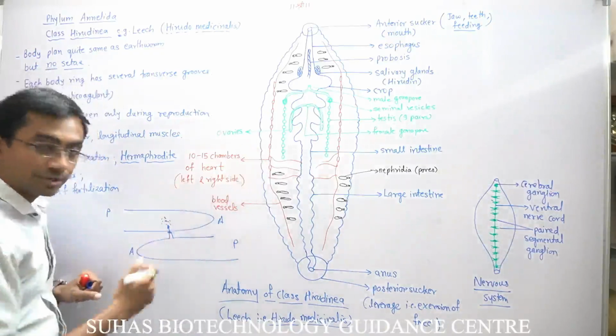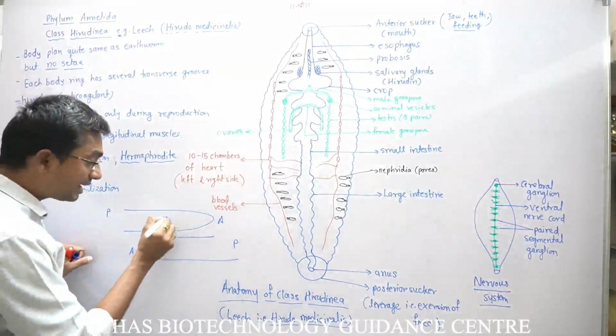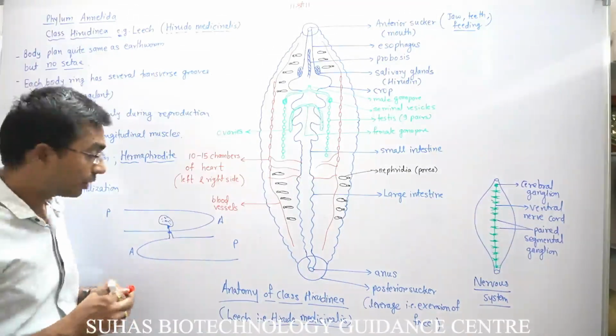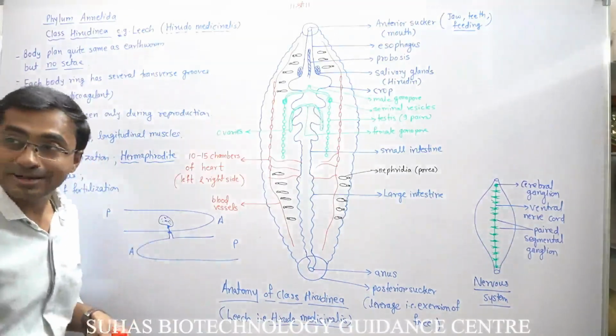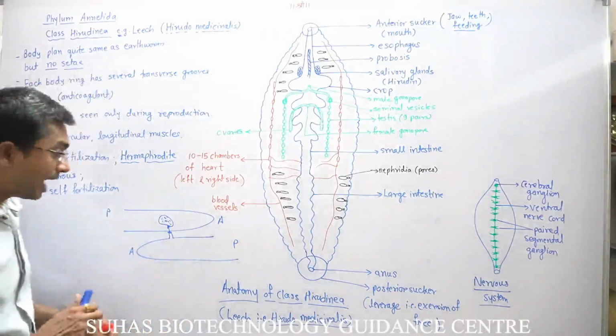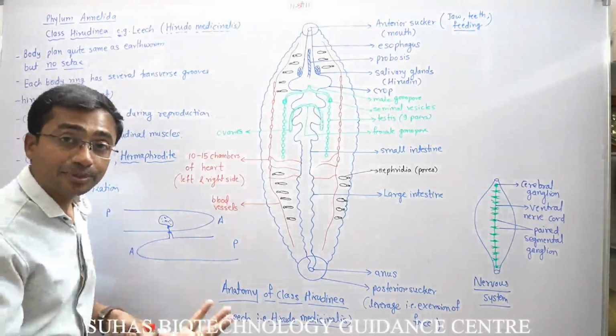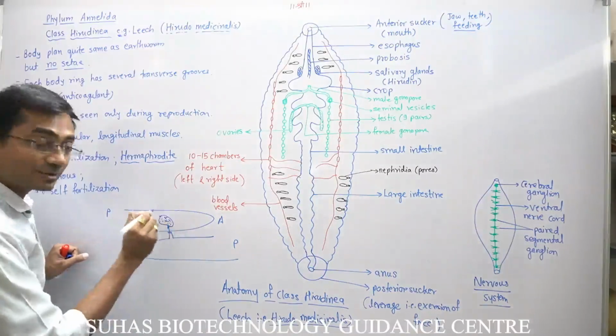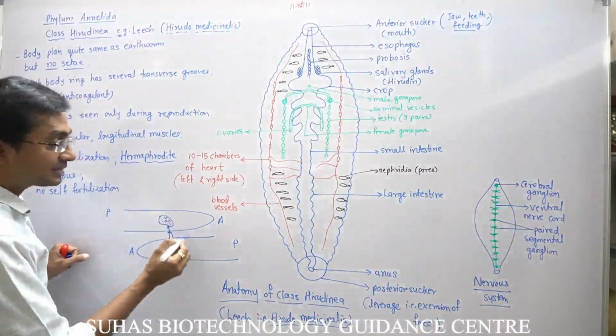So what will happen is that one leech will transfer its male gametes, that is sperms, into the second leech, and now these sperms which are transferred are stored in a part of the leech. That part is called spermatheca, just like in case of earthworm. And now here in the spermatheca the sperms are stored.